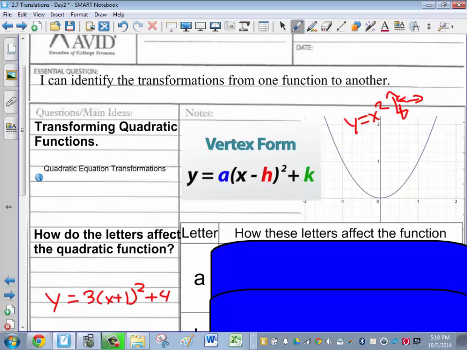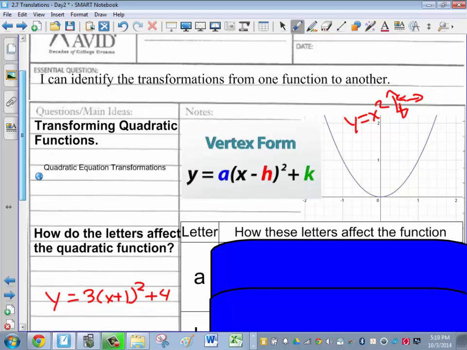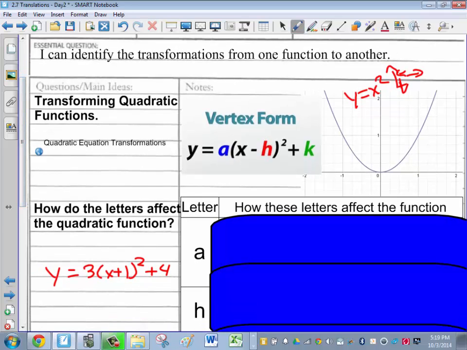So what we're going to be dealing with is something called the vertex form of a quadratic. And here's the vertex form. In this vertex form, there are three main things you have to keep your eyes open for: the a, the h, and the k. They all do something: up and down, left and right, and spread it, and crush it, and flip it, and all those things.